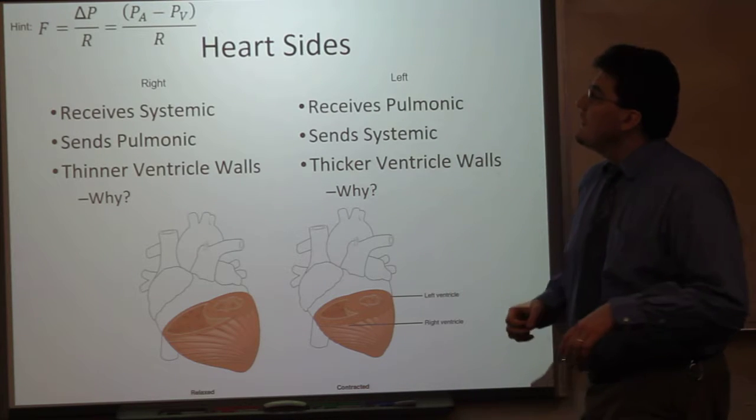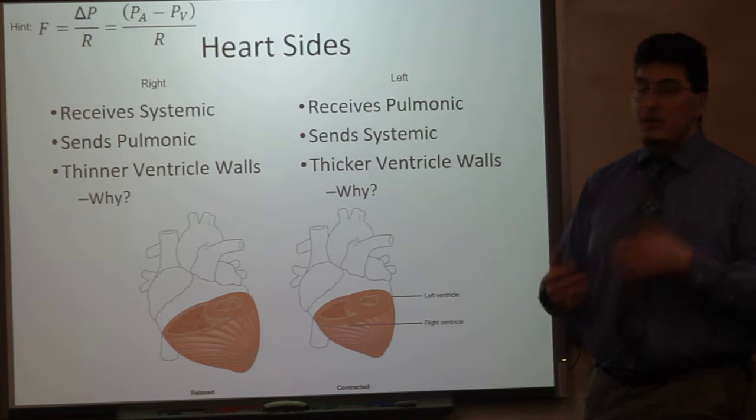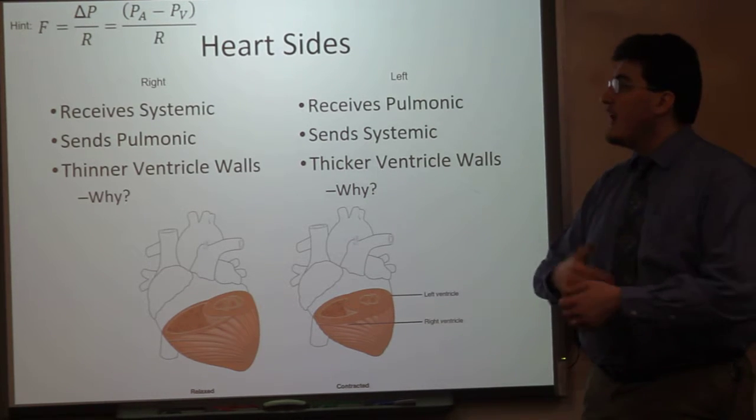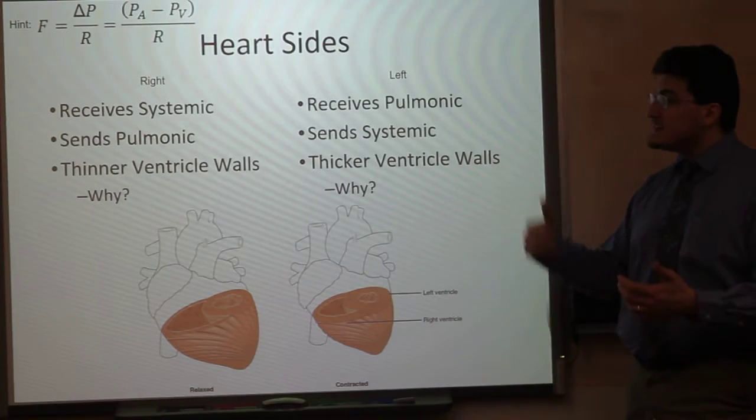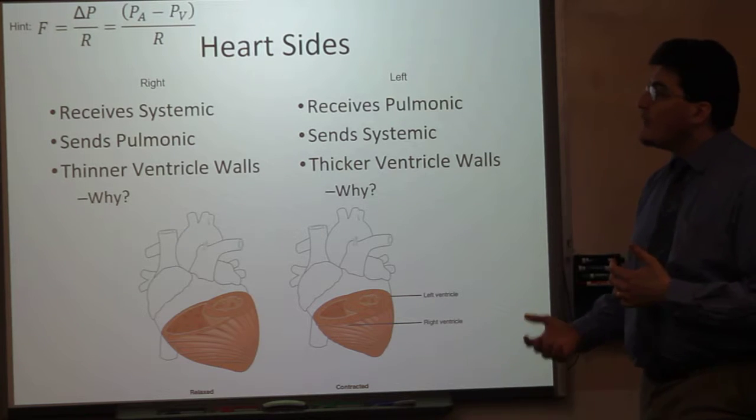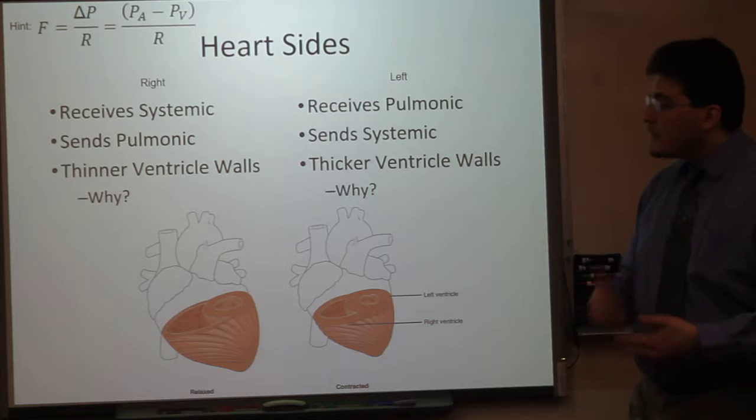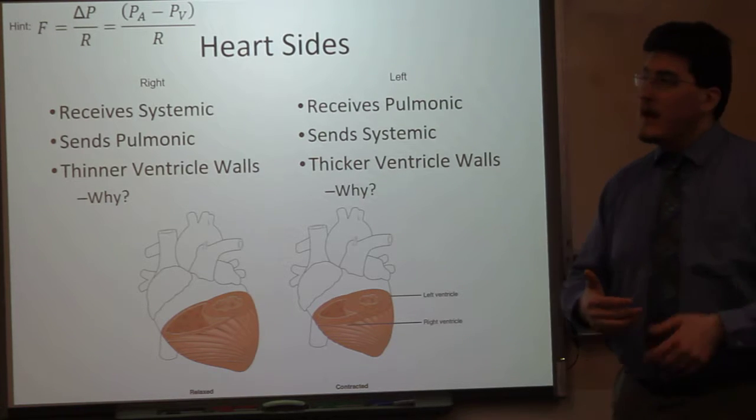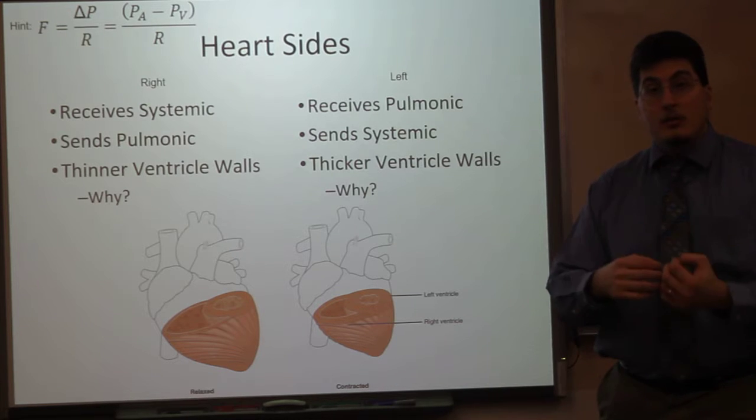Now, our heart sides. Our right side of the heart is going to receive our systemic circulation, and it's going to send our pulmonic circulation. Our left side is going to receive pulmonic circulation and send systemic circulation. We'll have thinner ventricle walls in our right side than in our left side. The question is why? Now, the reason for this is flow needs to be equal.